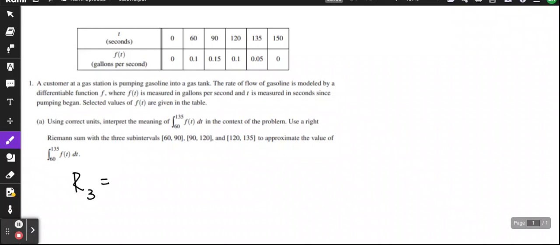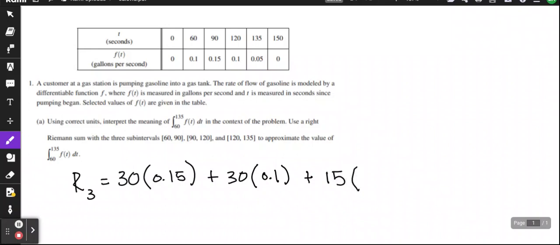So the difference of 60 to 90 is 30, and f of 90 is 0.15 gallons, plus the difference of 90 to 120, which is 30, and f of 120 is 0.1 gallons, plus the difference of 120 to 135, which is 15, and f of 135 is 0.05 gallons. And this is going to give us 8.25 gallons, which means that in the time interval of 60 to 135, approximately 8.25 gallons were pumped into the tank.